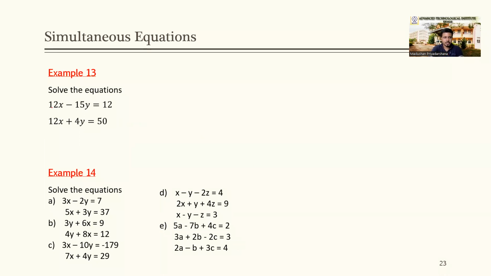First equation is 12x minus 15y equals 12. Second equation is 12x plus 4y equals 50. There are two variables. Therefore, to find the values of x and y, we should have two equations given. These two equations are there. Yes, x equals 3.5 and y equals 2. Let's see it.